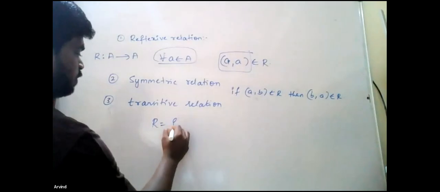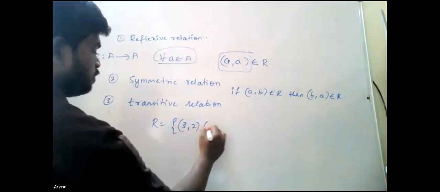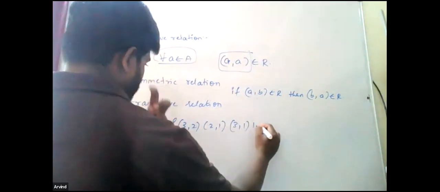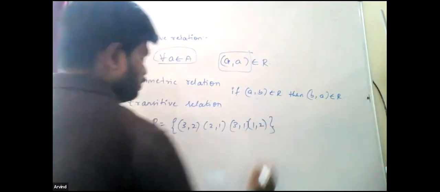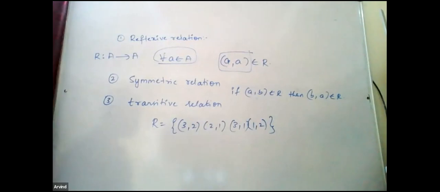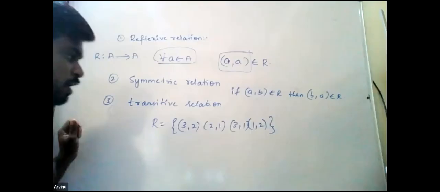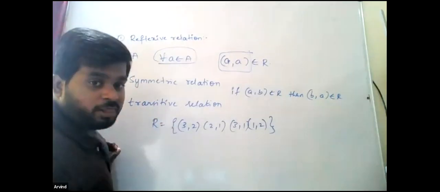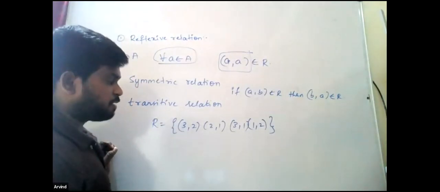Let's say R is equal to {(3,2), ...}. Okay, is this transitive? Yes sir. Check properly. No sir. No, very good, Pavitra. Why do you think it's not transitive? Because (2,2) does not belong to R. You should check for all the elements. Okay, you should not check only for one.